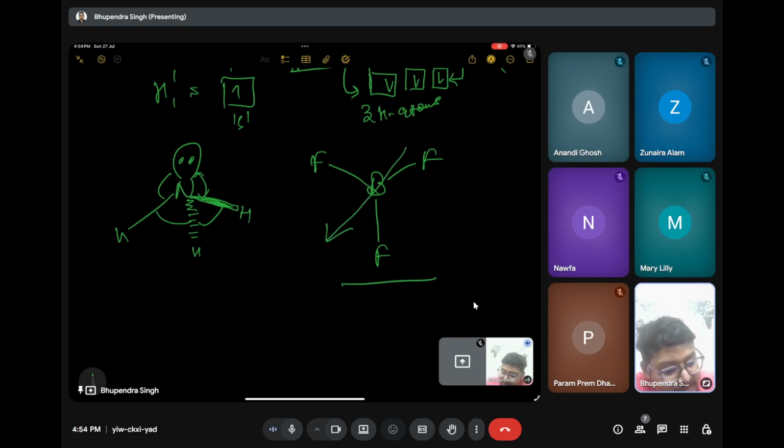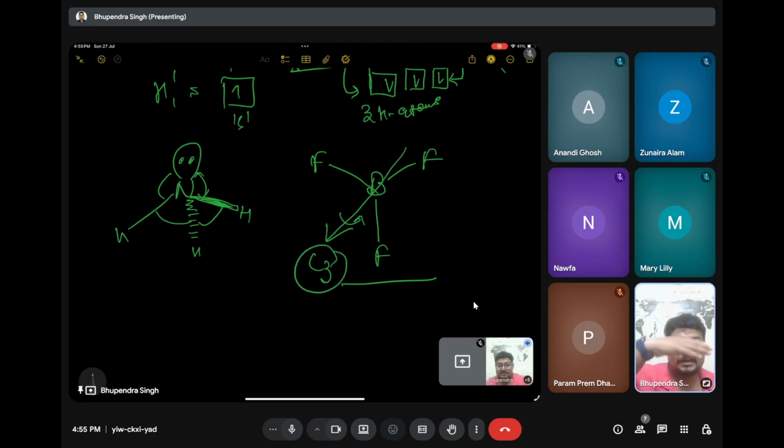We are able to see this C3 axis from the top, the axis passing through the boron. Rotating the molecule by 120 degrees three times, you will reach the identical structure. So the C3 axis you are getting.